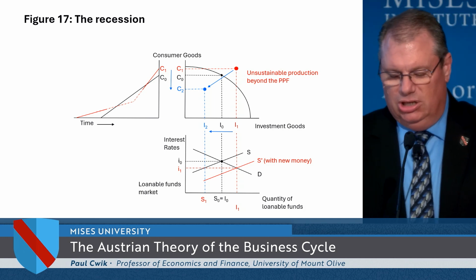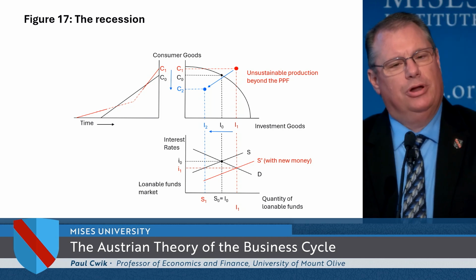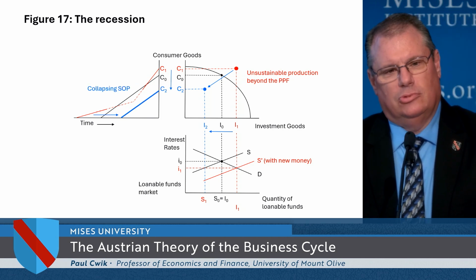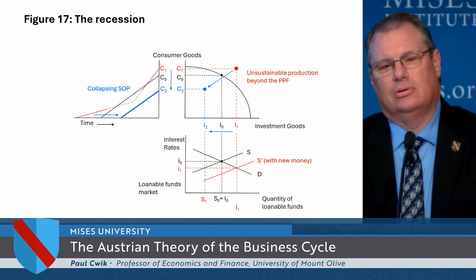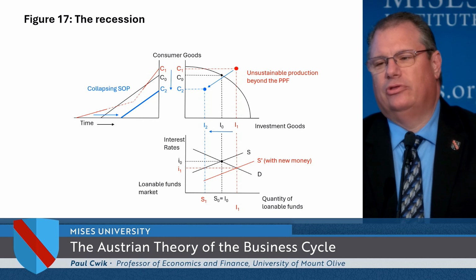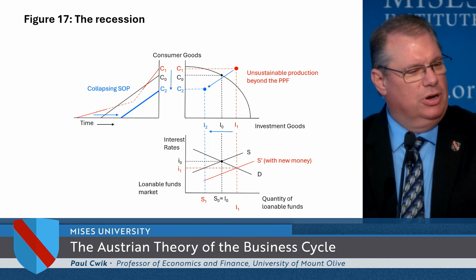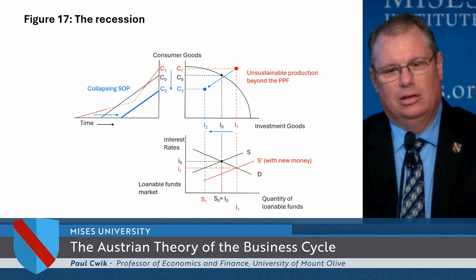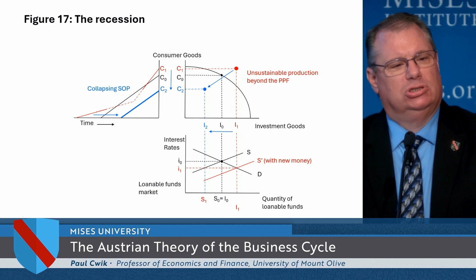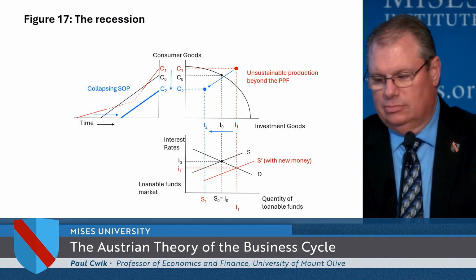Now, what happens in the structure of production? Right? It collapses. Do we see bigger swings in the earlier stages of production? Yeah. These guys get wiped out. It's devastating.